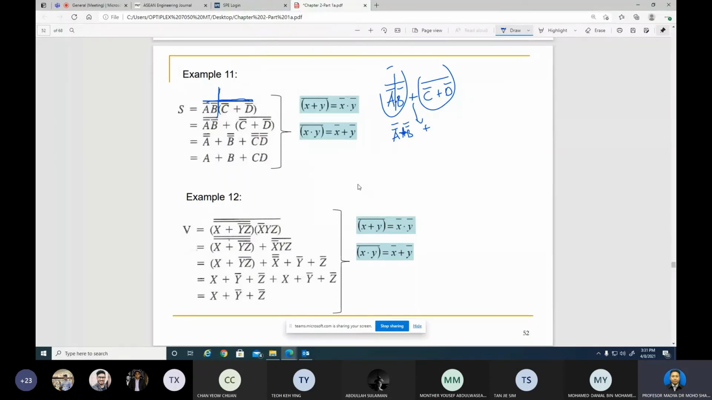You have to change the operator. So this one will be maintained because we already changed the operator here. So this one will be C bar dot D bar. A double bar will be cancelled out. B double bar will be plus, and then plus C double bar will be cancelled as C. Okay, so this is the answer for this one.